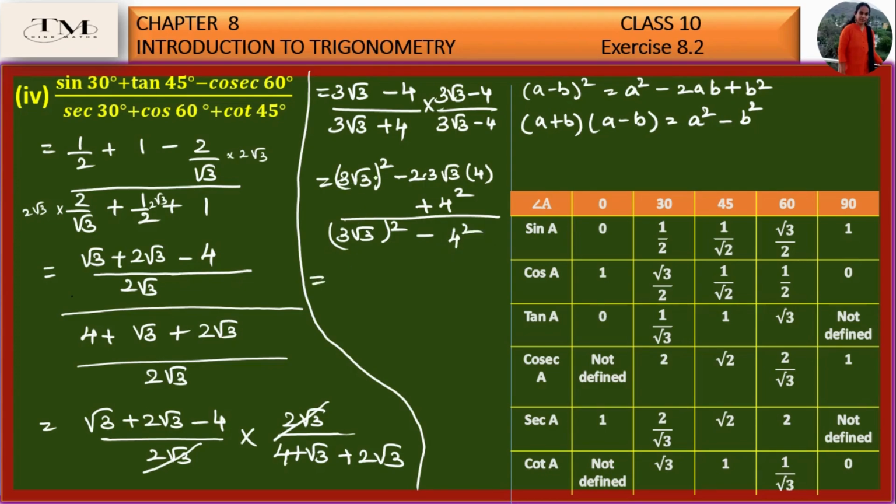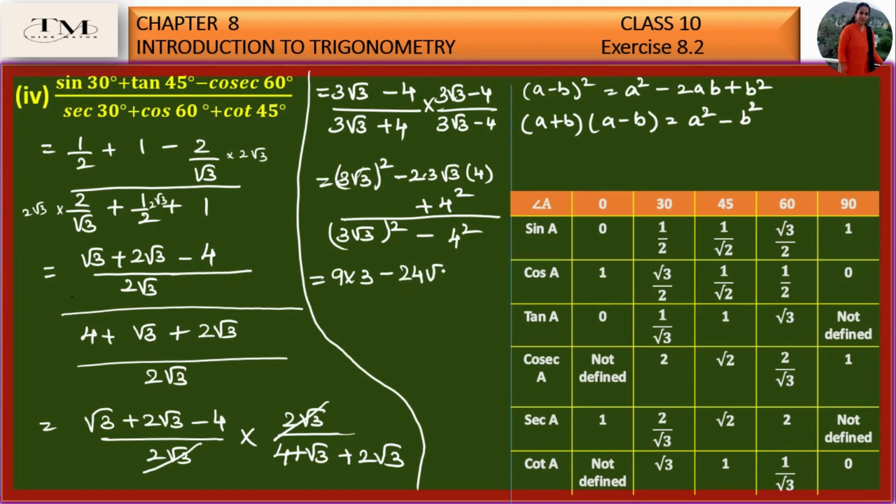Now what is (3 root 3) whole square? 3 square is 9. Root 3 whole square, this root gets cancelled. So it is 9 into 3 minus 2 into 3, it is 6. So 6, and then we have 2 into 3, it is 6. Then we have root 3 and 4. So 6 into 4, 24. So we can write it as 24.